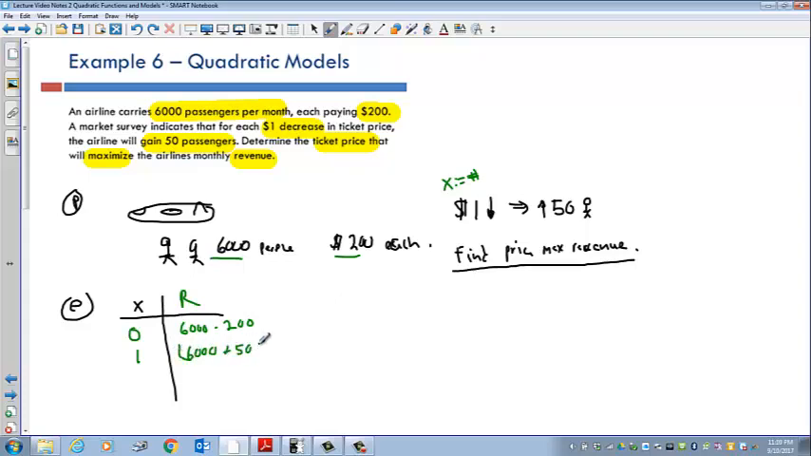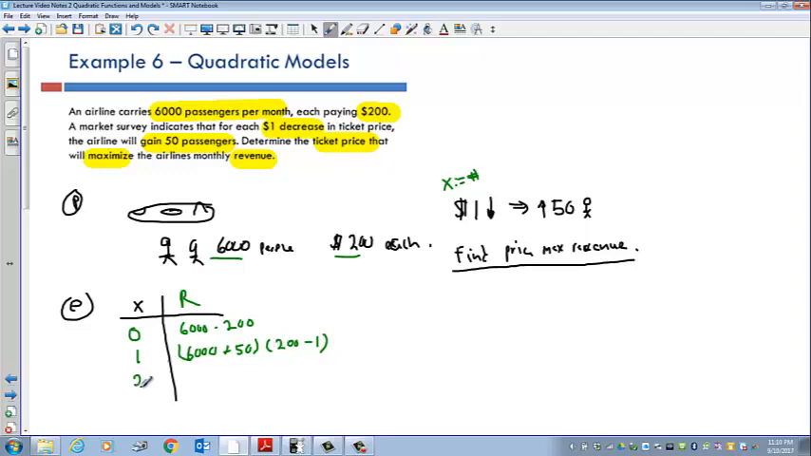Then what happens to that 200? Well, you went down $1. So that 200 becomes 199, or 200 minus 1. You don't want to do the operations or the calculations because you'll lose the form. So it'll be hard to discover the formula.